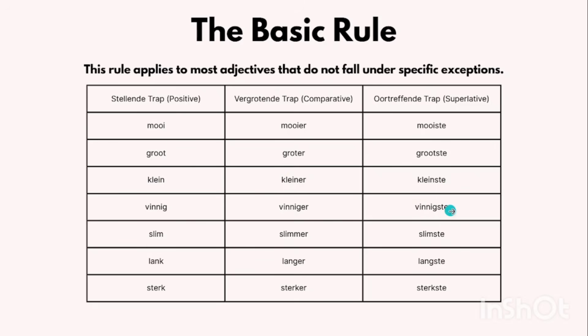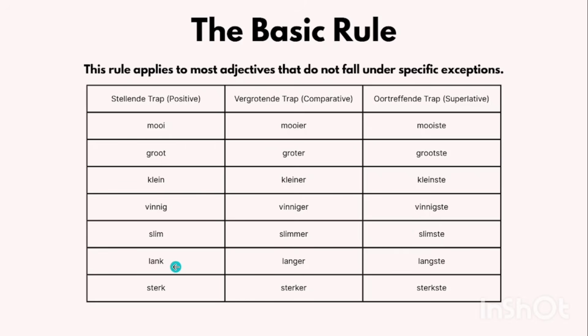Vinnig, vinniger, vinnigste. Slim, slimmer. Here's another thing you need to learn: if a word has a short vowel, the last letter will double, and only after that you add your ER. So this works the same as verkleining as well as meervoud.